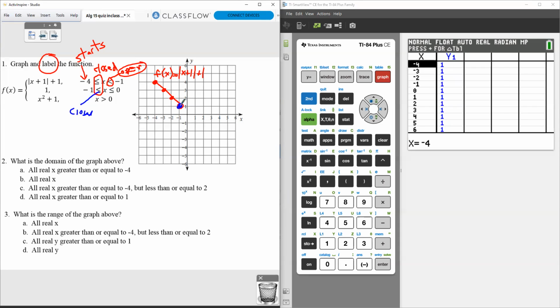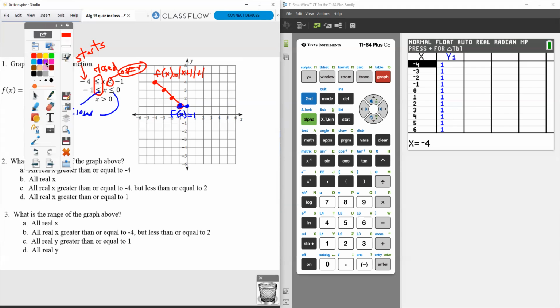The closed dot trumps the open dot that's at that same spot. And then I have it going to 0. So it's only going to here. I'm just going to connect right to here. And again, this one is a closed dot at 0 as well. So this part of the graph is just f of x equals 1 when I go to label it.